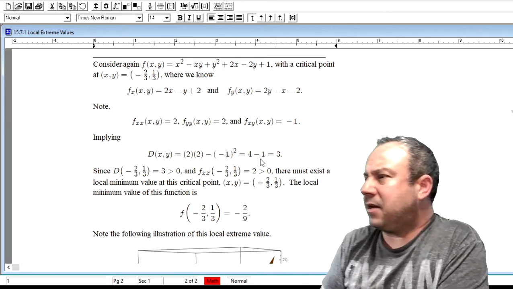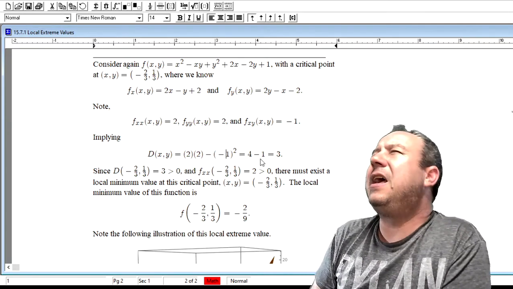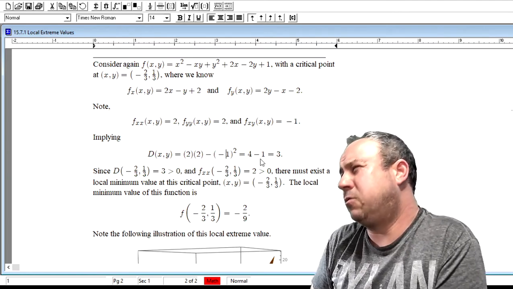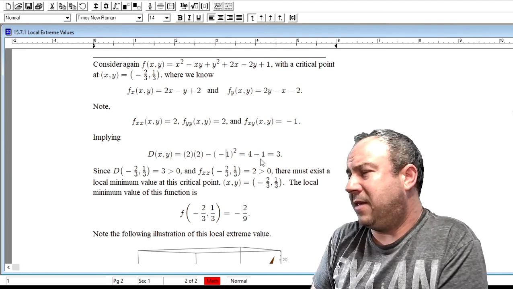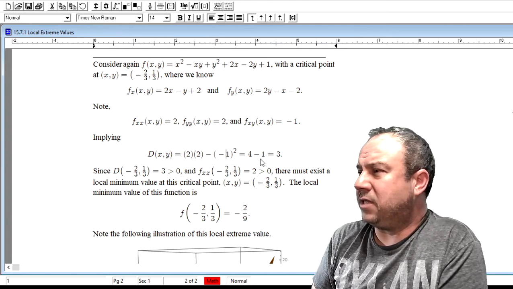Now what we're going to come back to is another case where we're going to look at absolute extreme values on closed regions, folks. And that is going to finish our note set for this chapter.